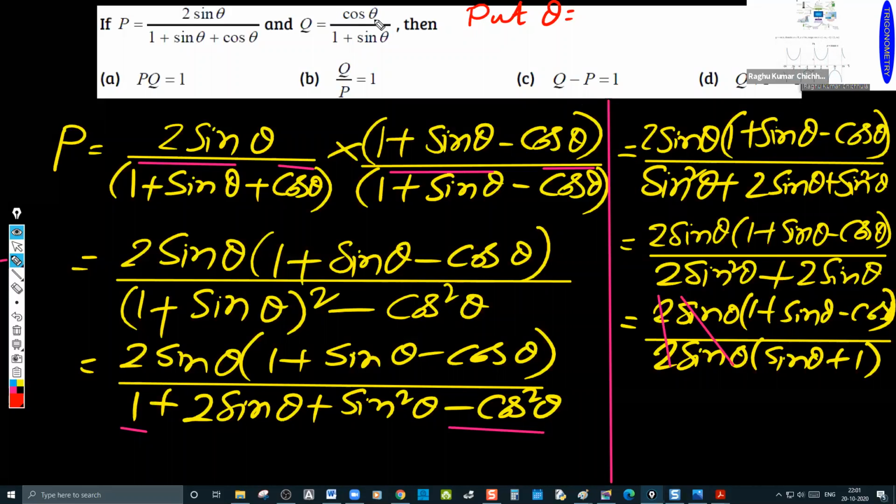Anyway, if you put theta 0 now, what happens? This Q becomes 0 and 0 by something is 1, which will not happen. Even this also becomes 0 and this also becomes 0 minus P is equal to 1, 0 plus P is equal to 1. So that is why let us take another value, theta 30 degrees. Or you can take better, we'll take 45 degrees.